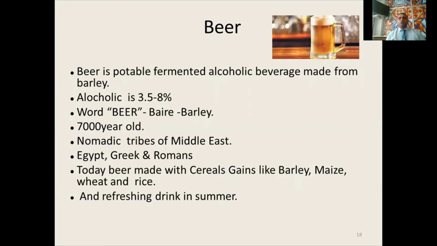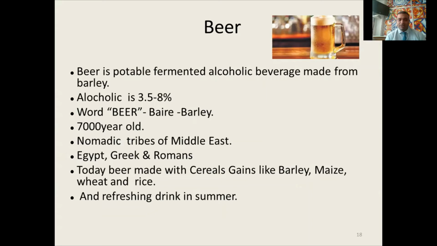The definition is: beer is a potable fermented alcoholic beverage. Potable is nothing but safer to drink. It is made from barley, a grain. The barley is fermented, and after fermentation it becomes an alcoholic beverage that is safer to drink. It is known as beer.